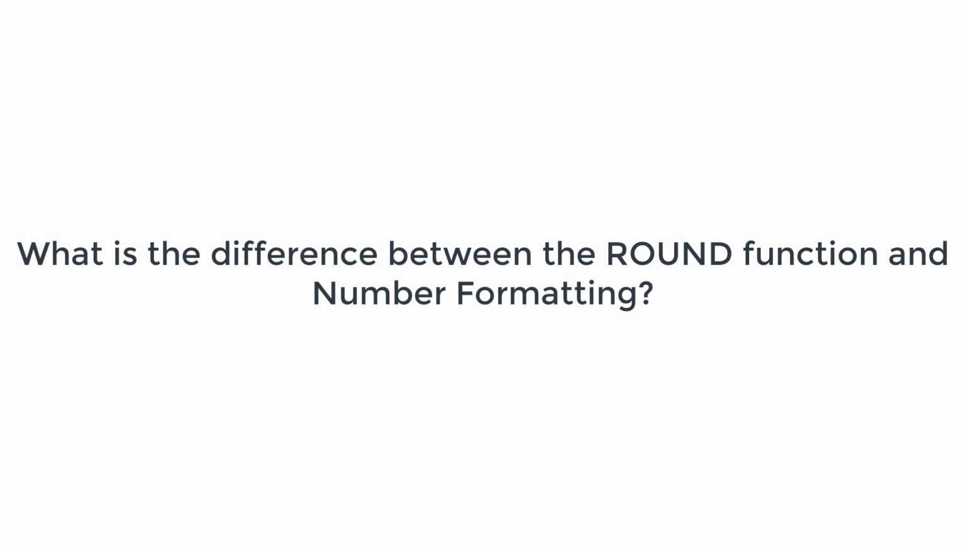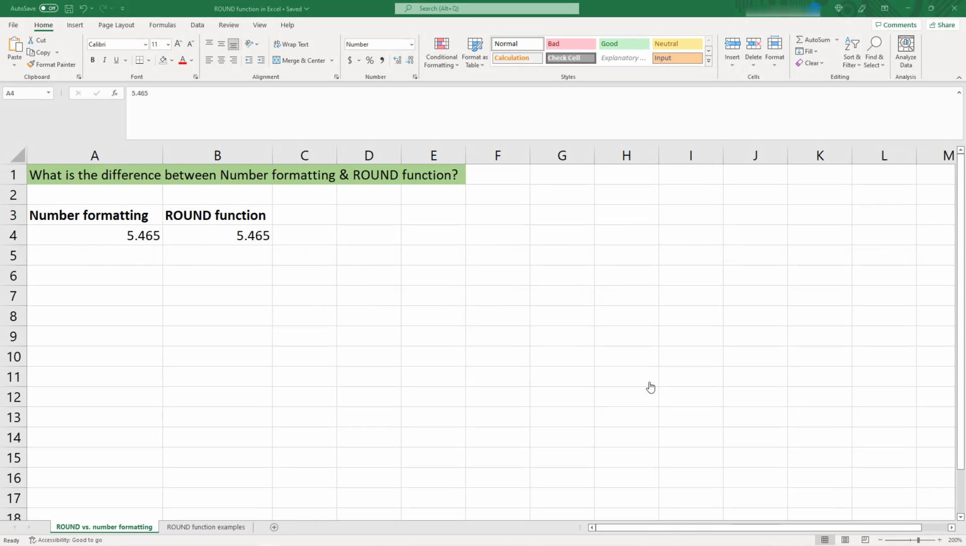Let's get started. You may be asking, what is the difference between the round function and the number formatting available on the Excel menu? Or is there any difference? The answer is that number formatting in Excel does not change the real value. It is mostly for presentation purposes and readability. On the other hand, the round function changes the real value. Maybe an example will make this clearer.